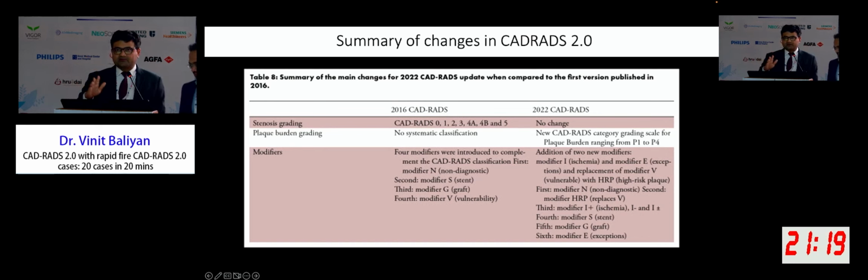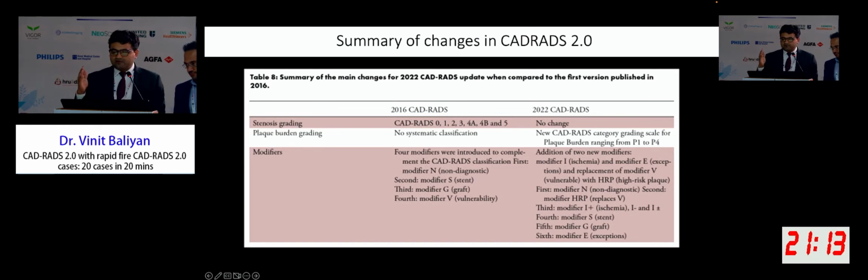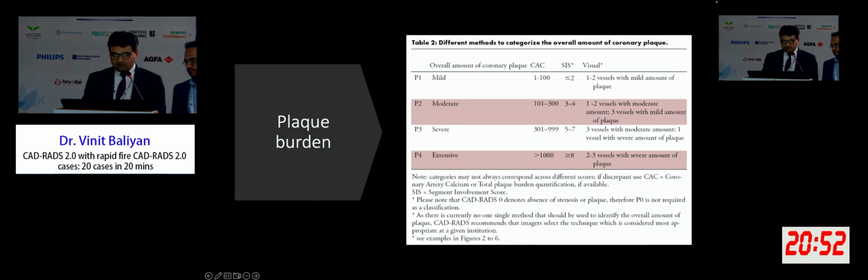CAD RADS 1.0 was basically for atherosclerosis only. All the gradings that we used were just for atherosclerosis. Now we can use modifier E, and whatever the cause of narrowing is, we still grade the narrowing and then we put an E after it if it is narrowing other than atherosclerosis. And then V became HRP in the new system, high risk plaque, and N is still the same, S and G are still the same.